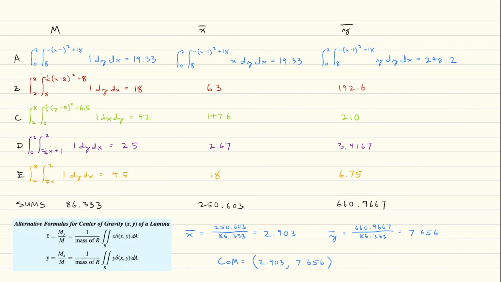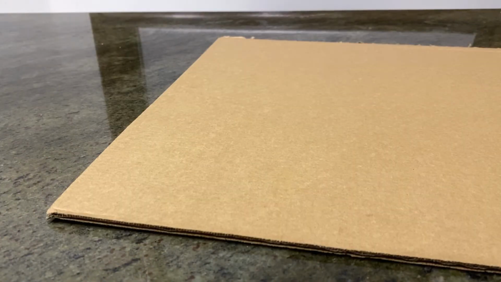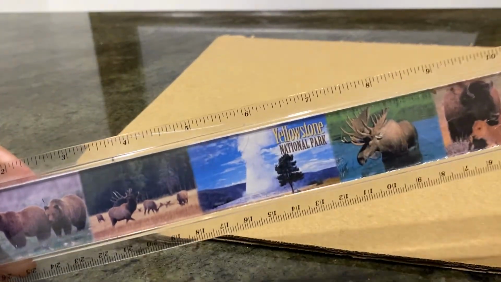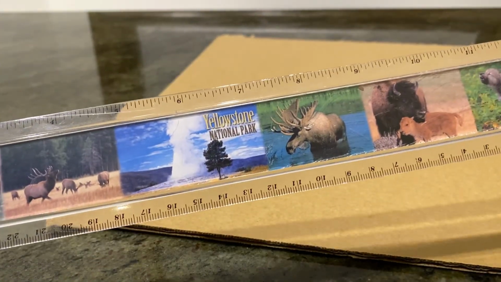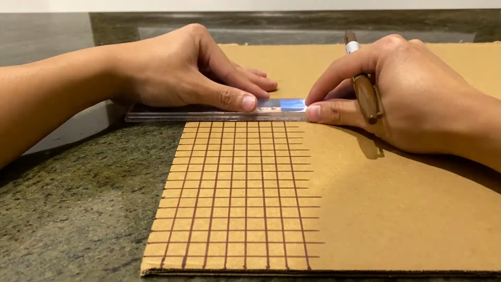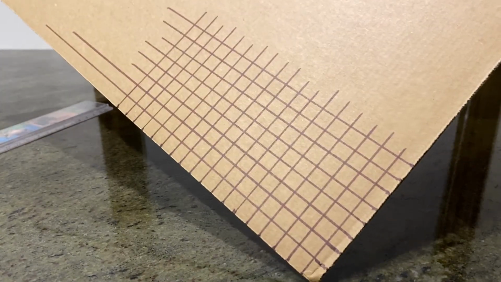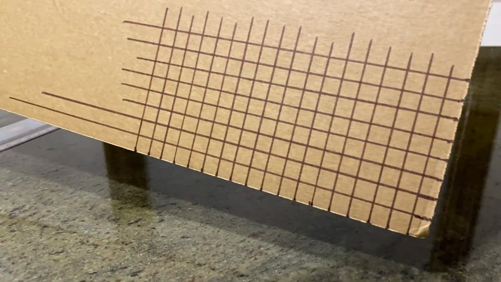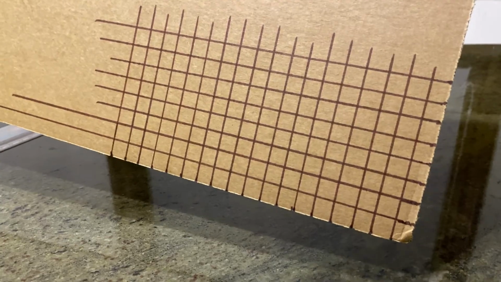Now that we have our center of mass, let's give it a test. Here we have the sheet of cardboard that we'll be cutting our lamina from. We will be making a grid of 1 centimeter by 1 centimeter squares using this Yellowstone National Park ruler. Here's our grid. I only need an 8 by 18 grid because that's all the space that the Yeezy takes up. A few moments later.